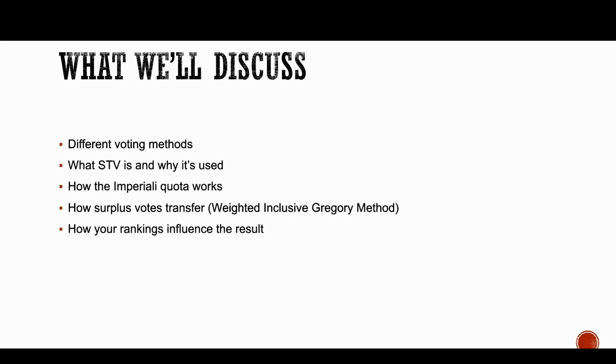Okay. So we'll just have a quick look at, firstly, we'll just go over different voting methods. Then we'll look into a bit more about what STV is, and how the Imperiali quota works. Specifically the examples will look at how the surplus votes are being transferred and how that might affect how you either rank or how it affected how you ranked your candidates. Okay, let's have a look at the next slide, please.